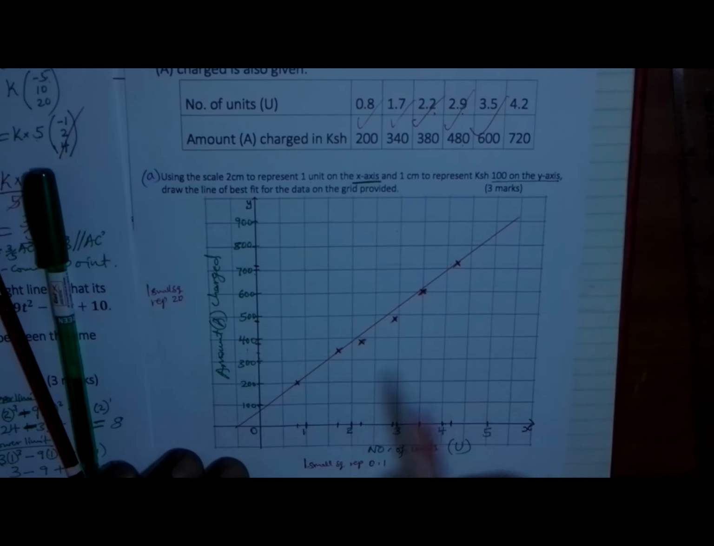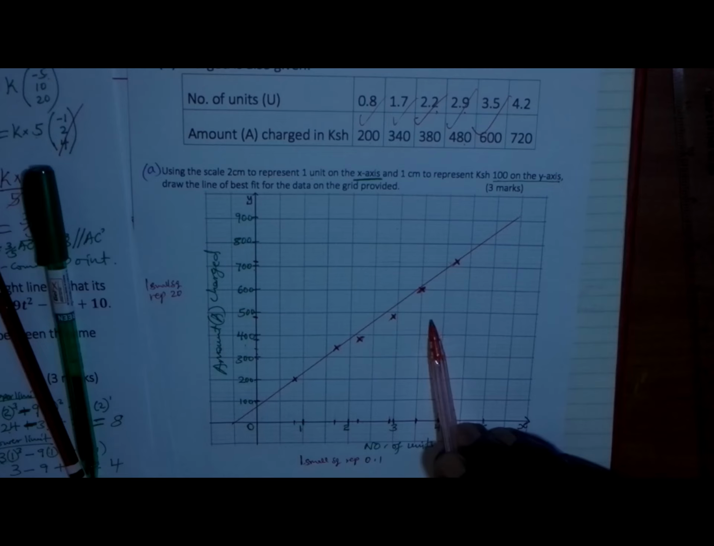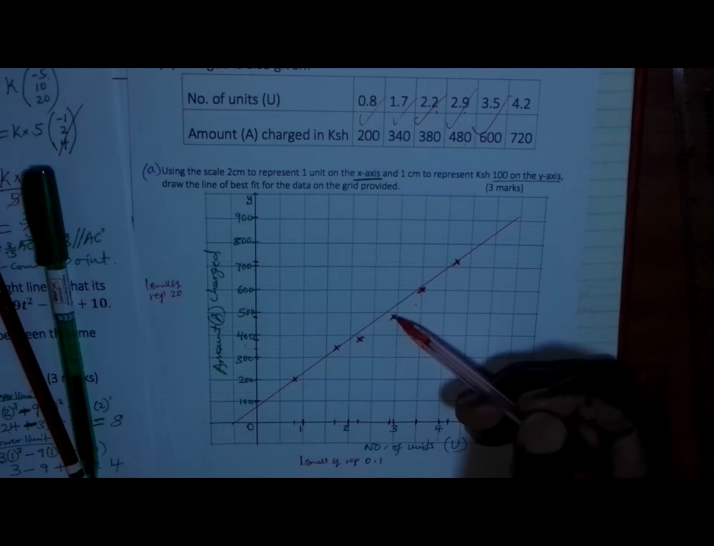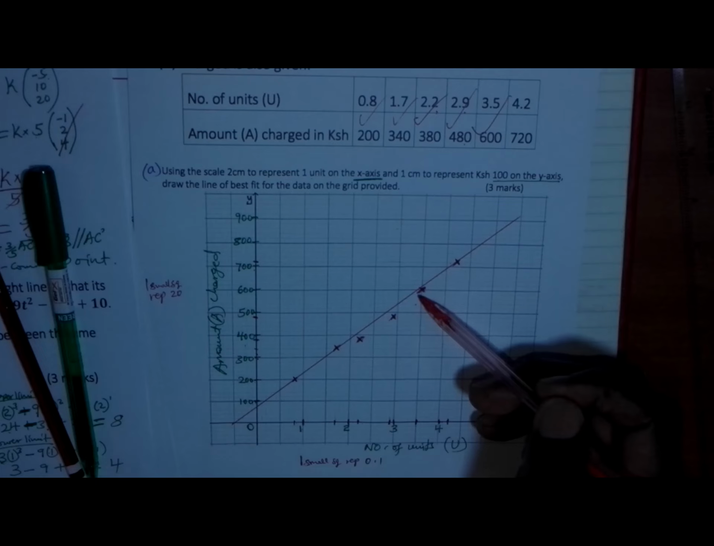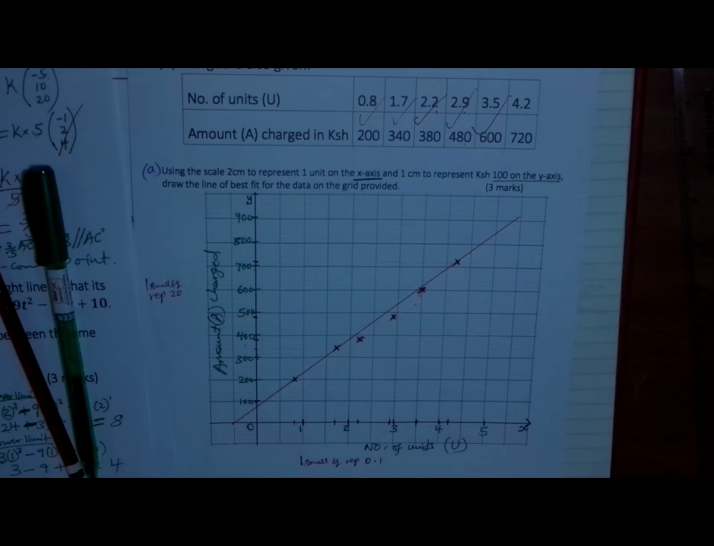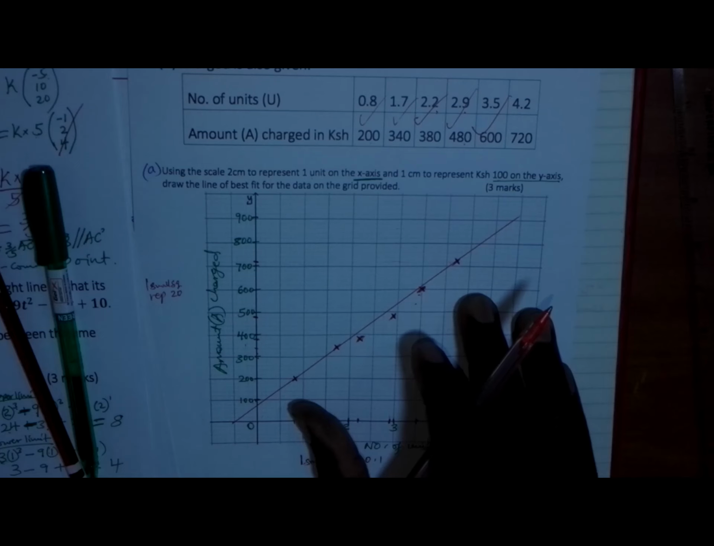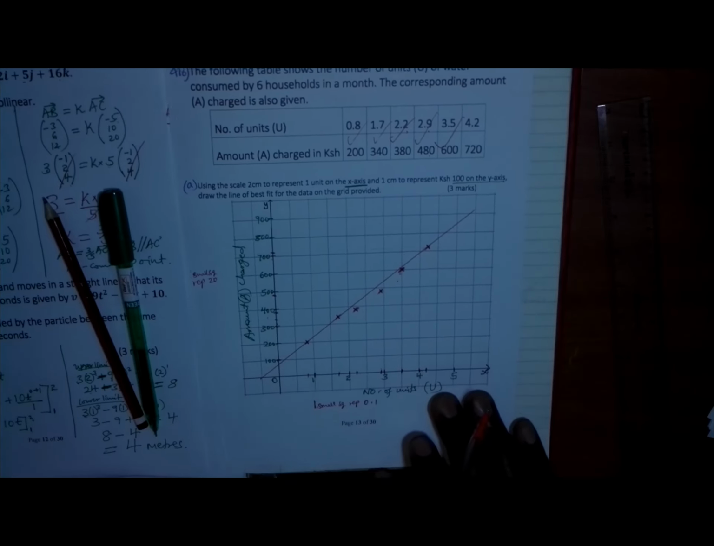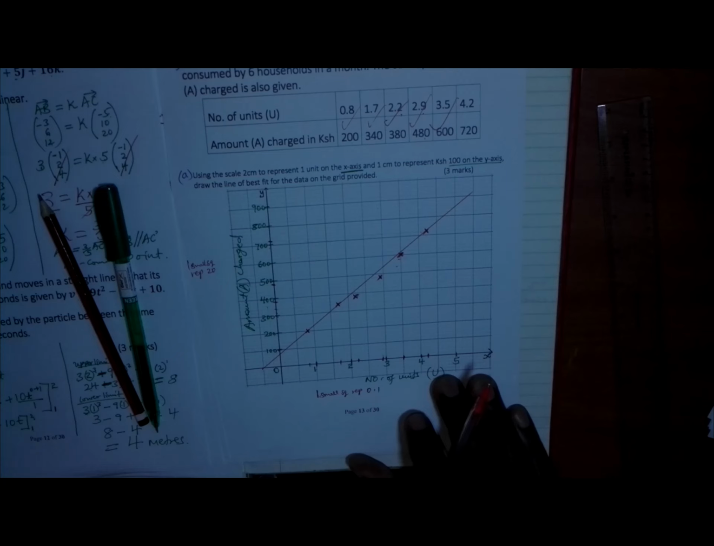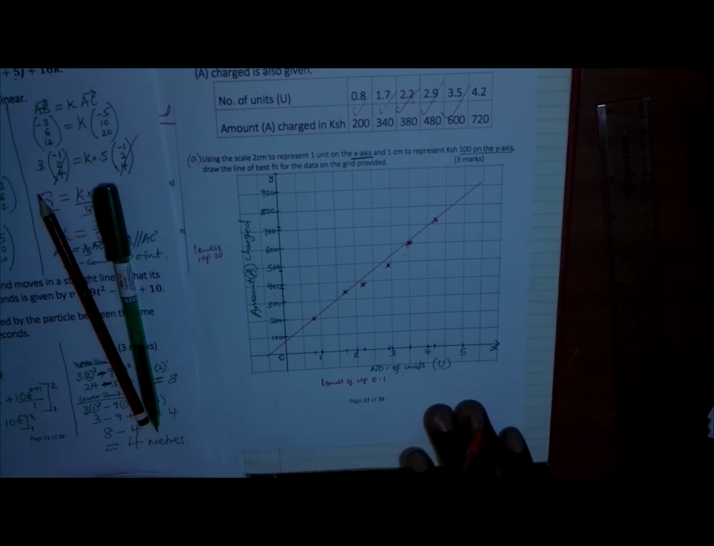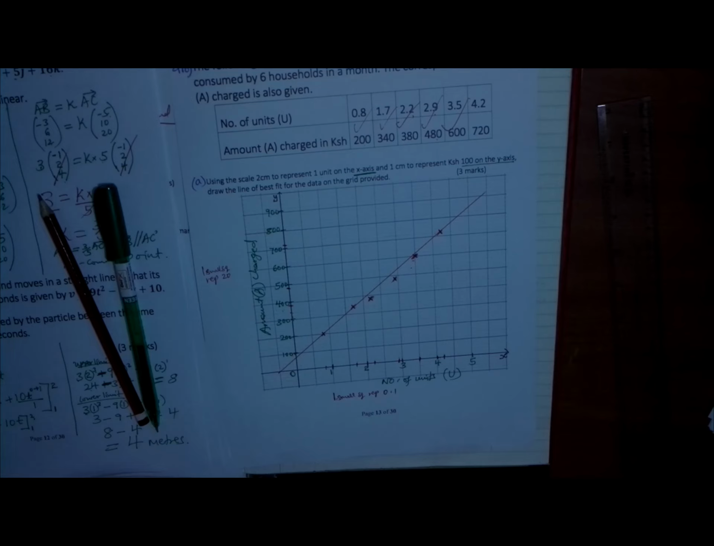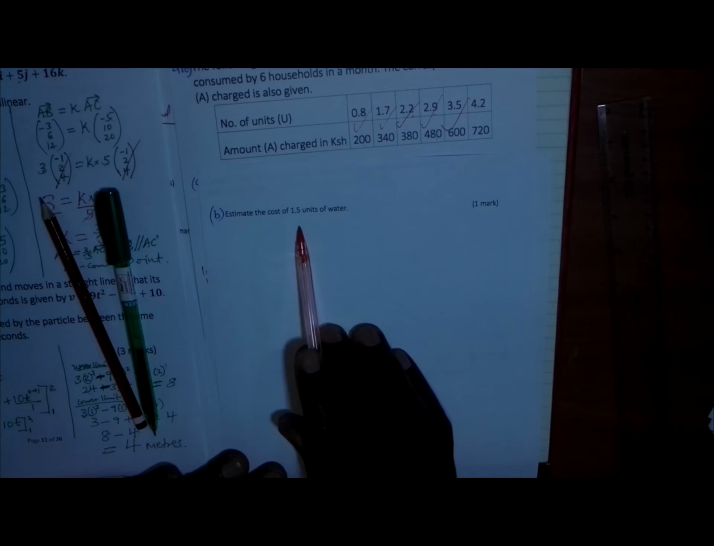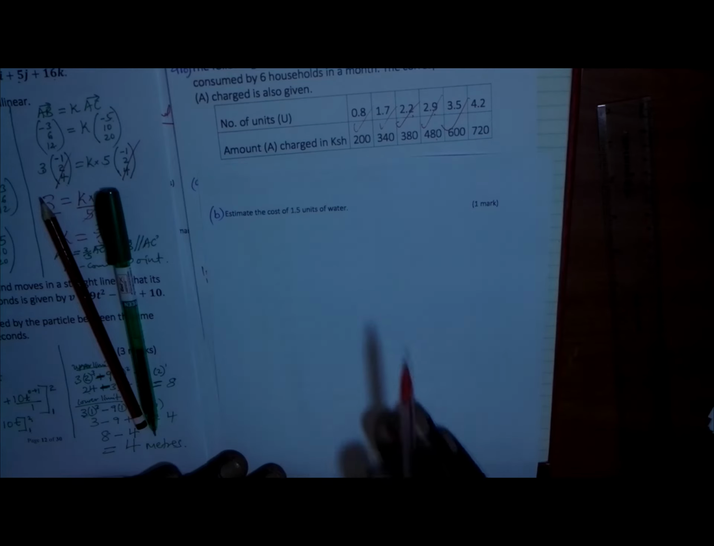So at least it has passed through 3 points, and the others are below the line but are closer. But it must pass through as many points as possible. But for this case, it has passed through 3 points, and therefore we should be able to answer the question that follows. So the question says: estimate the cost of 1.5 units of water.